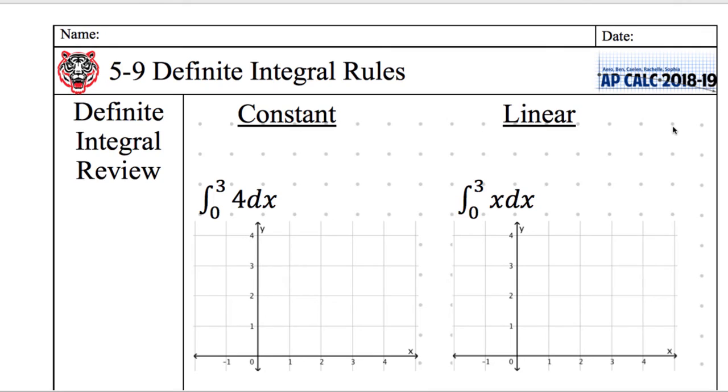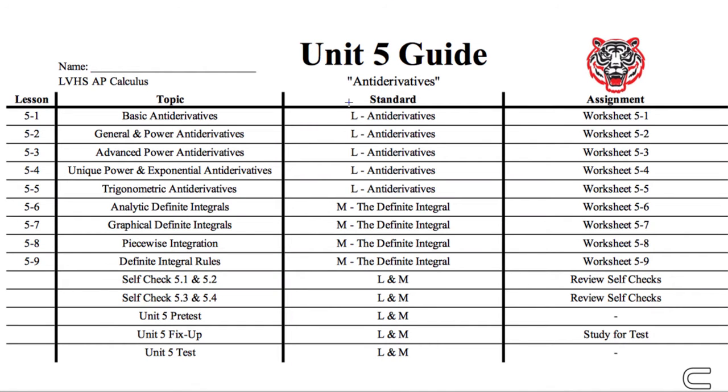Calculus! This is AP Calculus, Lesson 5-9, Definite Integral Rules. Here we are on our unit guide. That's our old units. There's our unit guide, 5-9.